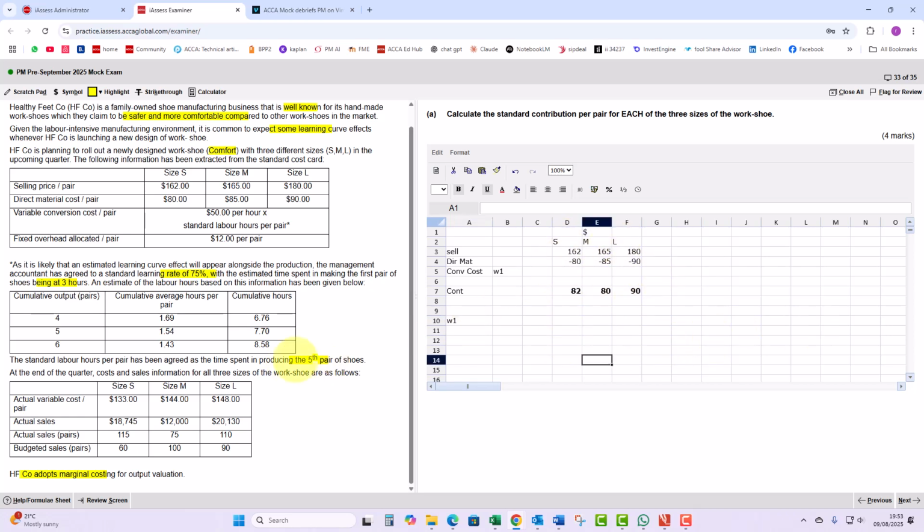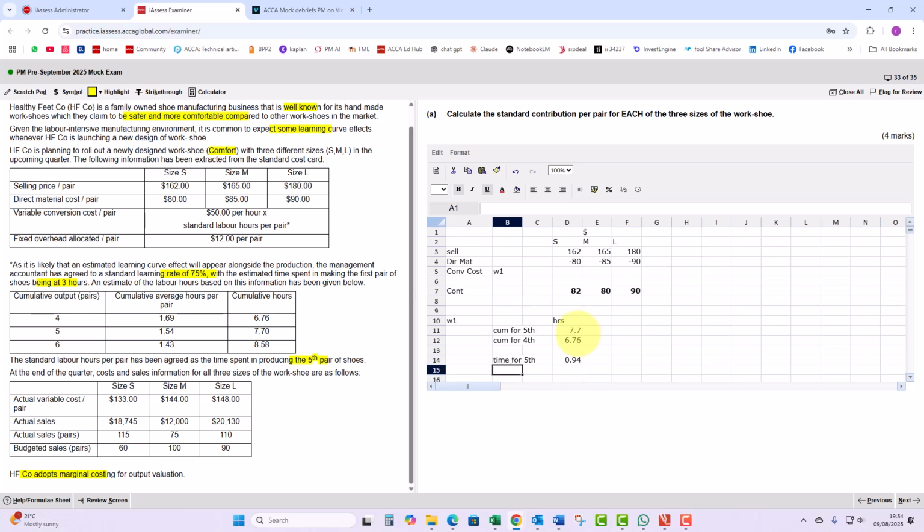We want to use the time taken in producing the 5th pair in calculating our conversion cost, and it's told us here the time taken for the 4th, 5th and 6th. So if we take the cumulative for the 5th and the cumulative for the 4th, the difference will be the time taken for the 5th. So that's 7.7 and that's 6.76, and so the difference is the time taken for the 5th pair. But we're not there yet.